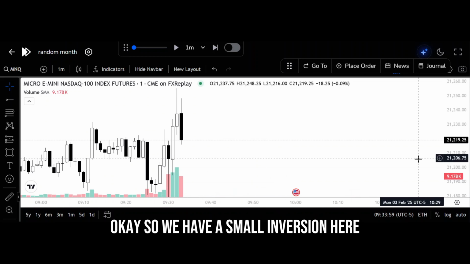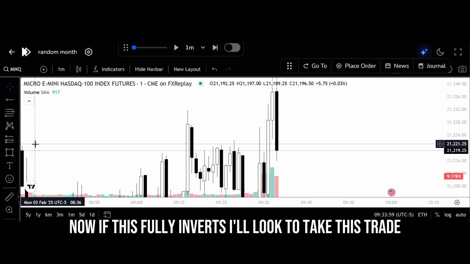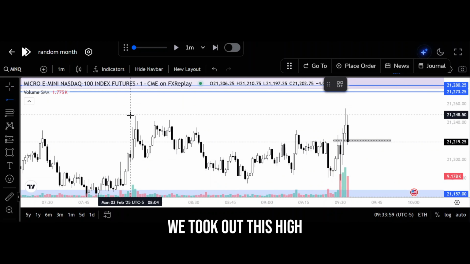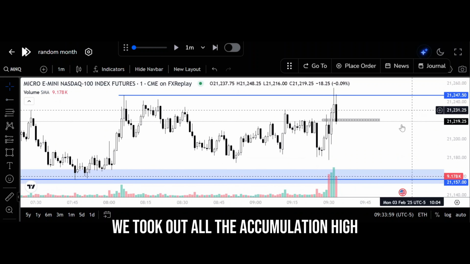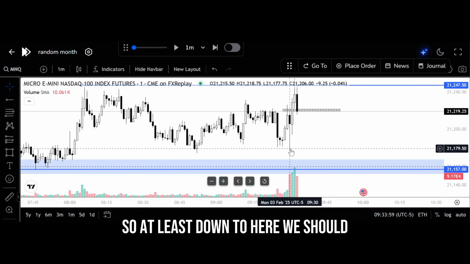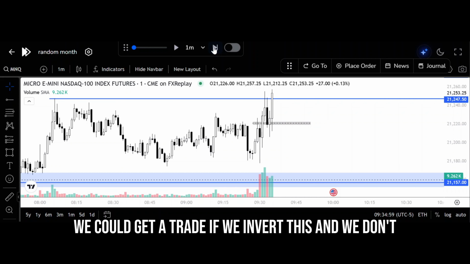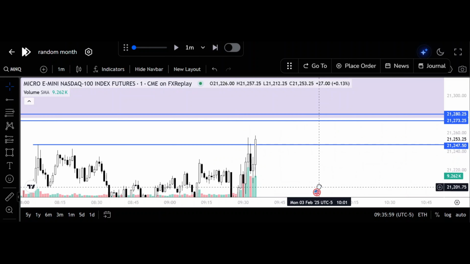Okay, so we have a small inversion here. Now, if this fully inverts, I'll look to take this trade. This could definitely be our manipulation move. We took out this high. We took out all the accumulation highs, so at least down to here, we could get a trade if we invert this. And we don't, so we move on.